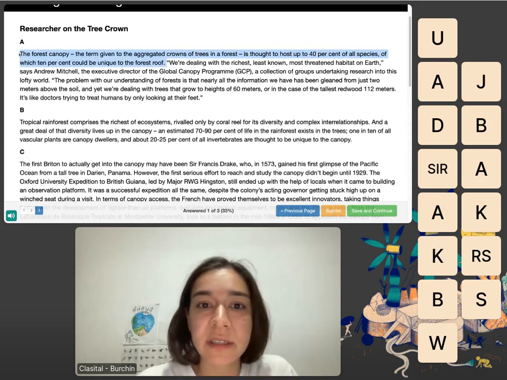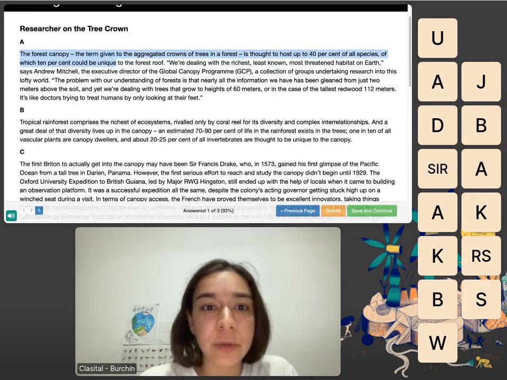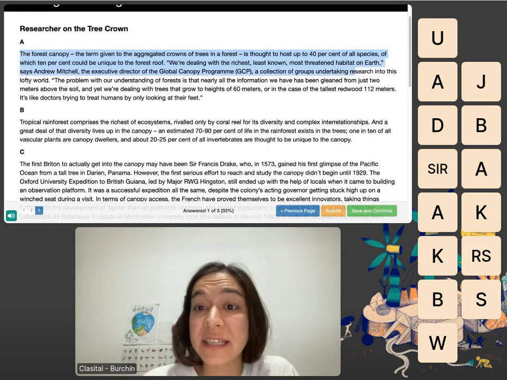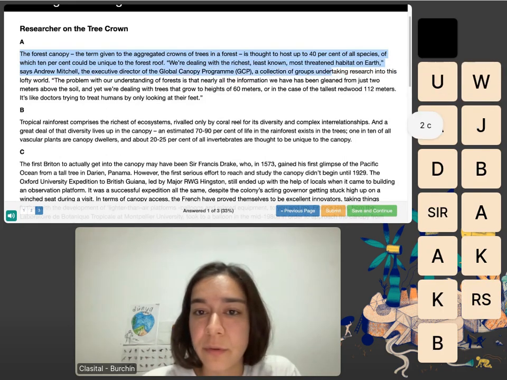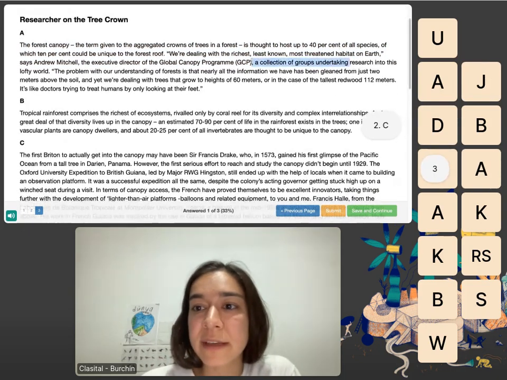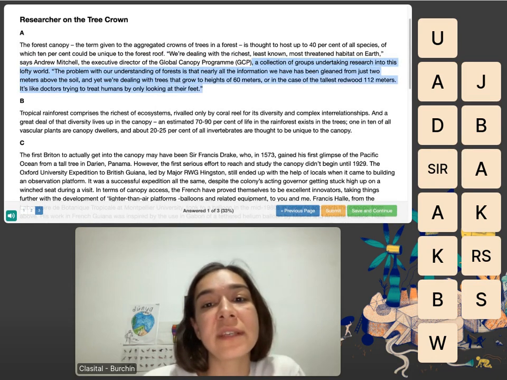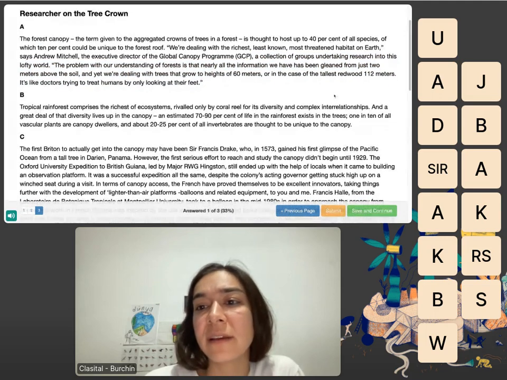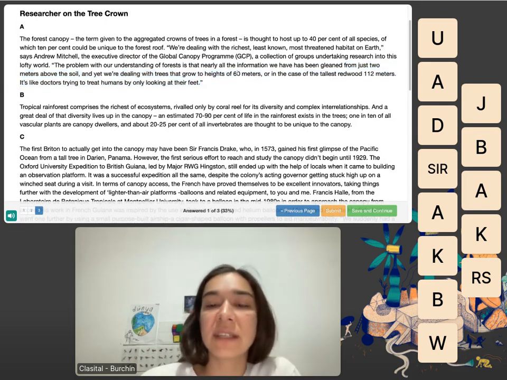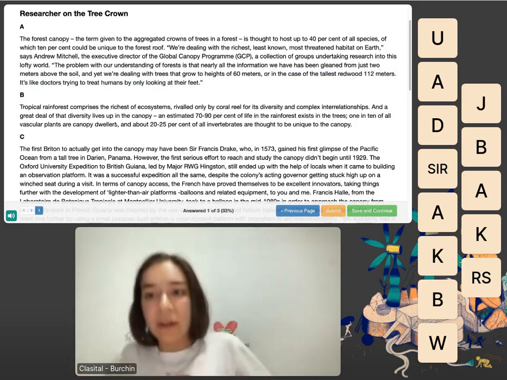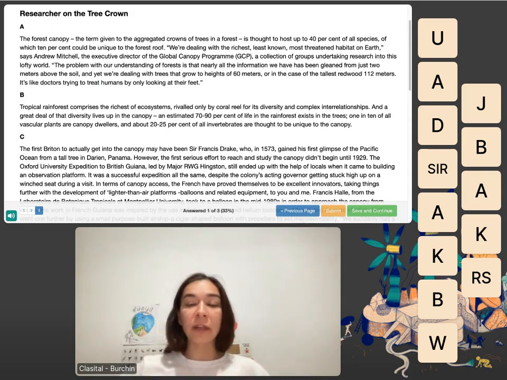The forest canopy, the term given to crowns of trees. The temperate is unique to the forest roof. We are dealing with the richest, least known, most threatened habitat on earth. A collection of groups undertaking research into this lofty world. The problem with our understanding of forests is that nearly all the information we have has been gleaned from just 2 meters above the soil. And yet we are dealing with trees that grew to heights of 60 meters, or in the case of the tallest redwood, 112 meters. It is like doctors trying to treat humans by only looking at their feet.